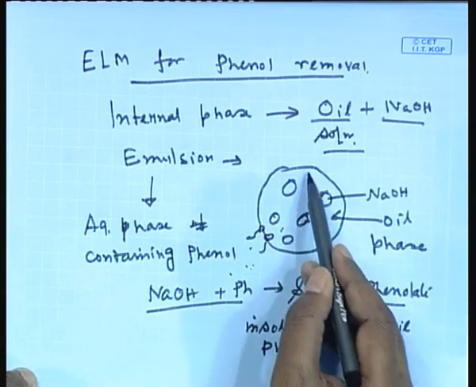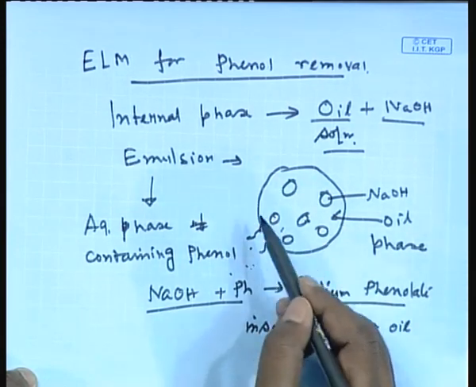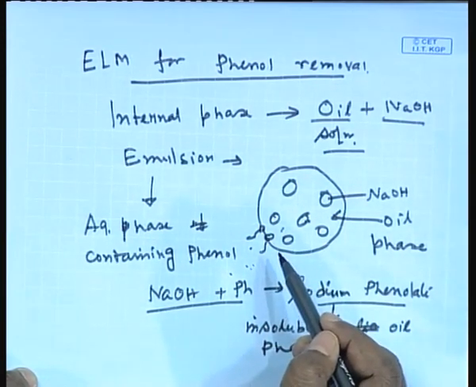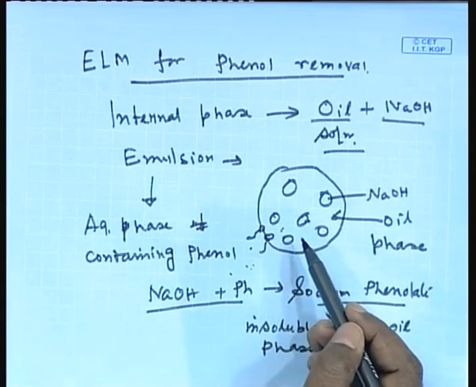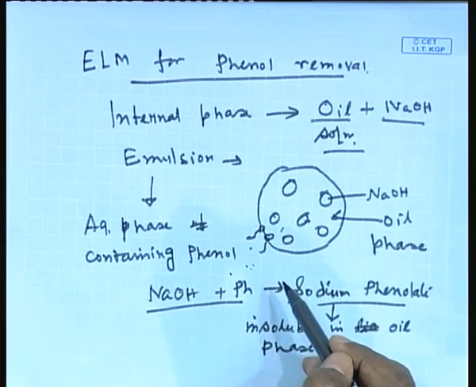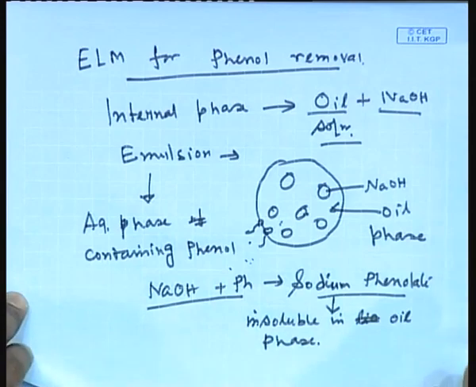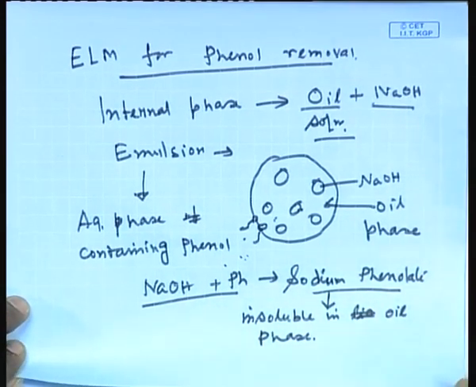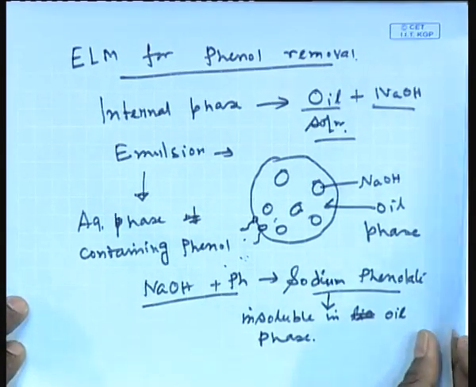After some time these emulsion globules will be loaded with solute phenol, and these emulsion globules can be separated by a filter paper, and you will be getting water which will be very lean in phenol concentration. That is the typical fundamental principle of emulsion liquid membrane.